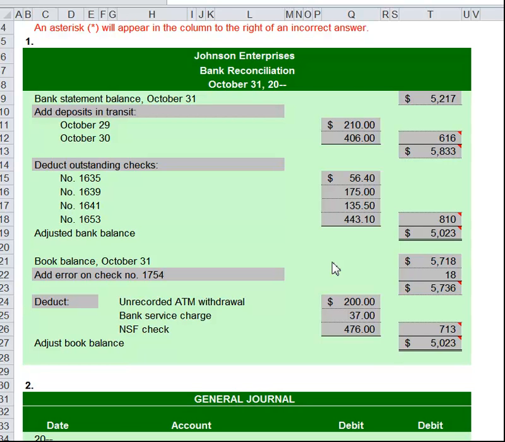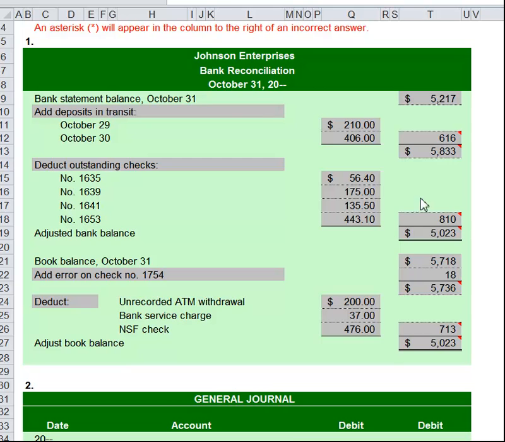So we're taking all the information and going through this. We know that deposits in transit and outstanding checks both affect the bank statement balance. An unrecorded ATM withdrawal, service charge, NSF check, and an error all affect the checkbook. So we're breaking it up into those categories. As of October 31st, we open our bank statement and it says we have $5,217 in it, but our checkbook says we have $5,718. So the purpose of a bank reconciliation is to make sure that these match.